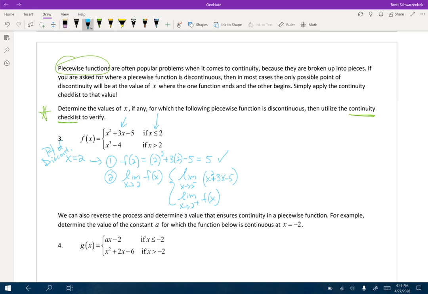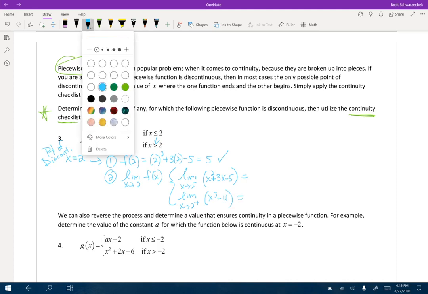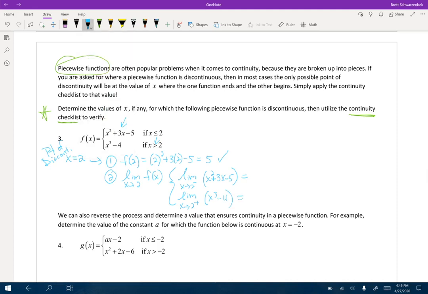Okay, and we're going to find that. Now, what about this one? So clearly, if we look at this function, x cubed minus 4 exists to the right of 2. So this has got to be x cubed minus 4. Okay, so how do we accomplish that? We basically just sub in 2 into the function.